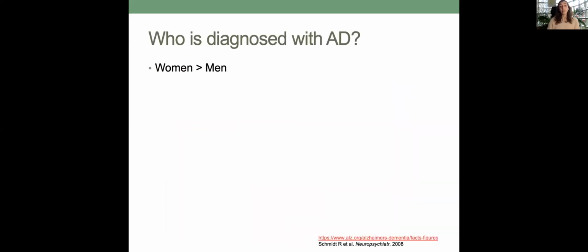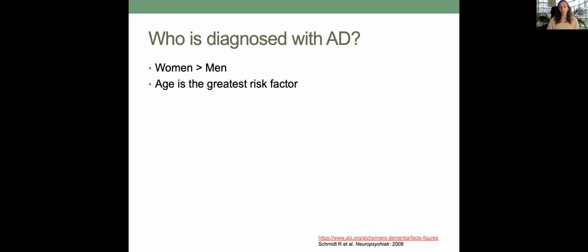So who is diagnosed with Alzheimer's disease? There are some very interesting trends. The first of which is that women are more likely to be diagnosed than men, at a rate of about 2 to 3 women per 1 man. This is something that is not totally understood, and we'll touch on it a few more times over the next 2 weeks. At this point in time, though, we don't have a good idea about what causes Alzheimer's disease.